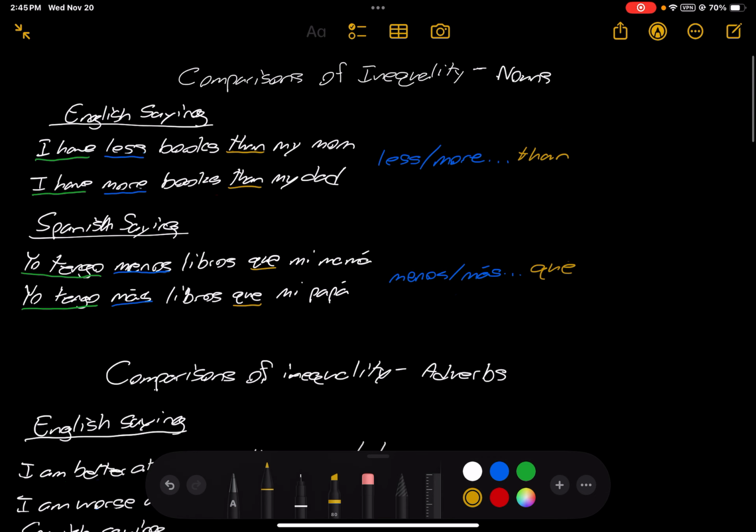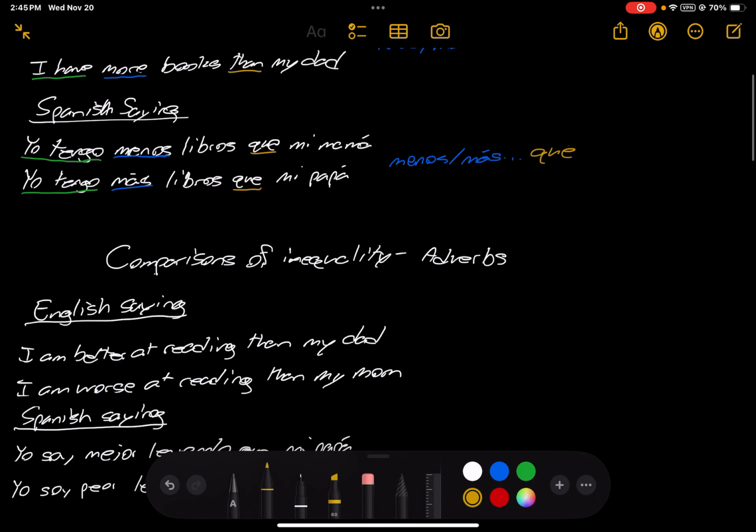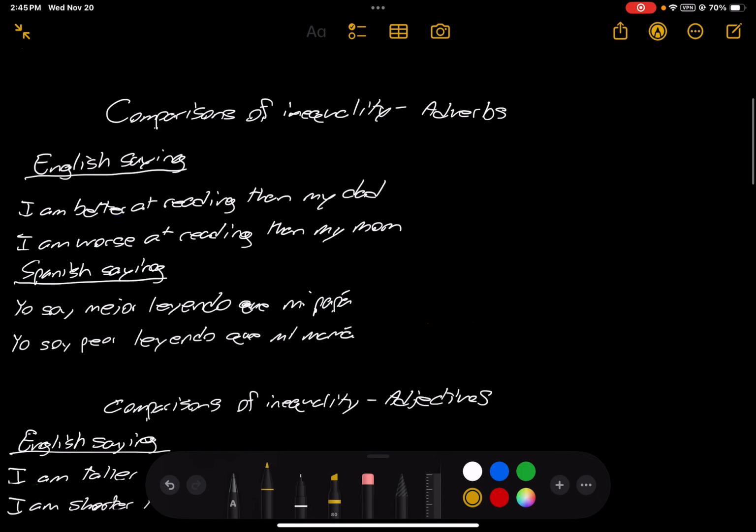And this formula follows for pretty much all of the other forms. However, as we'll see shortly, there are some irregularities. Let's move on to adverbs. In English, I am better at reading than my dad, but I'm worse at reading than my mom.